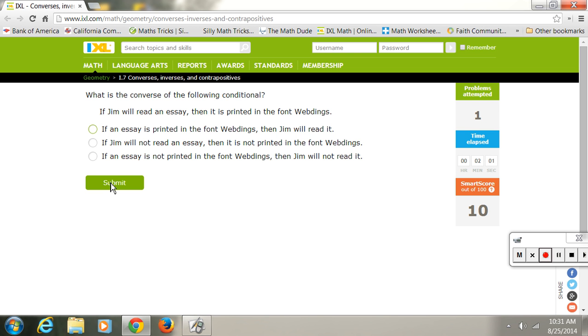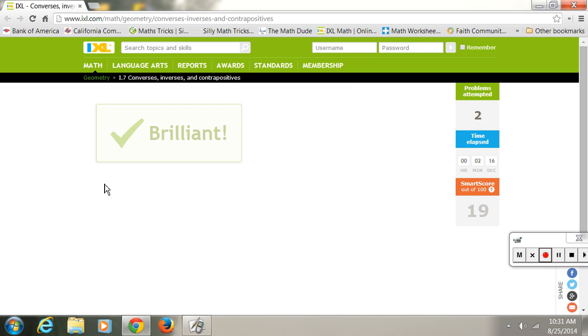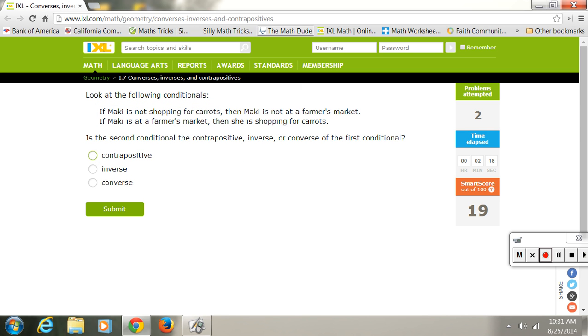What is the converse? If Jim will read an essay, then it's printed in the font Webdings, I guess. So we want to flip it around. If it's printed in Webdings, then Jim will read it. Is that one? That would be converse. Okay, so just a little bit of practice there.